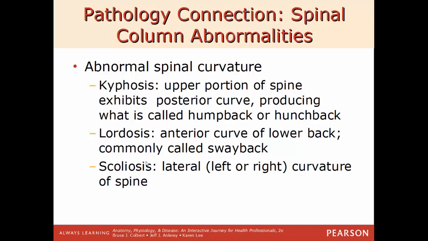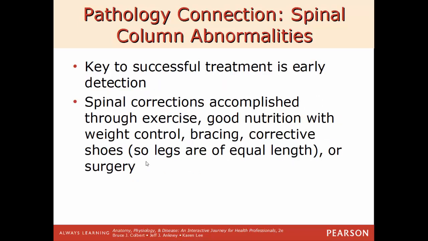So the opposite of that would be lordosis. You have the anterior curvature of the lower back. It's often called a sway back. Scoliosis, a lateral, meaning left to right, curvature of the spine. Now, key to successful treatment is early detection. Some spinal column corrections can be done through exercise, good nutrition, and weight control, or you may need bracing, corrective shoes so that the legs are of equal length, or surgery may also be an option.